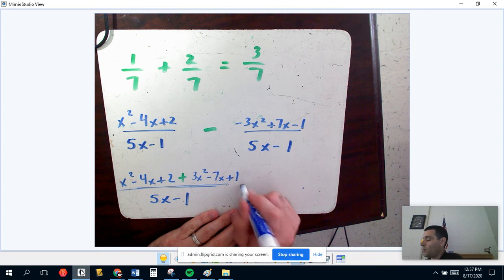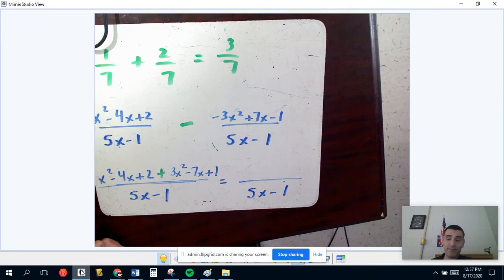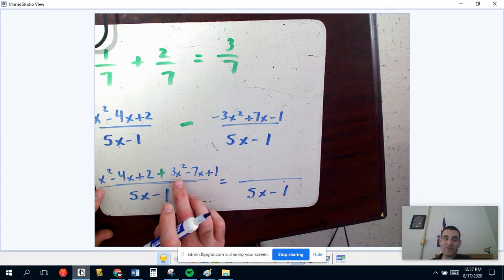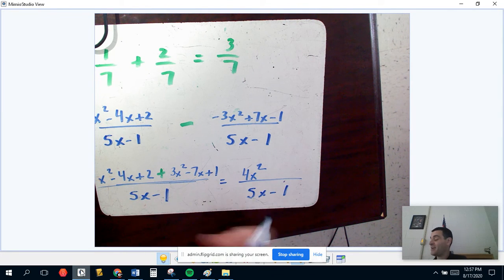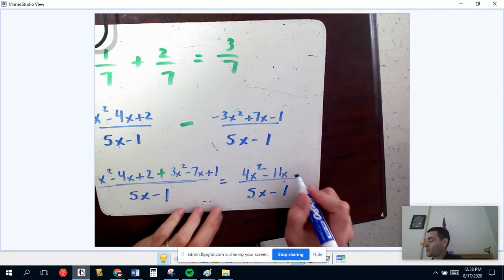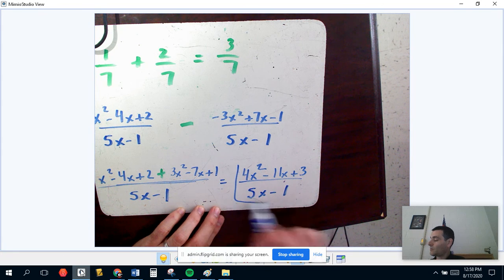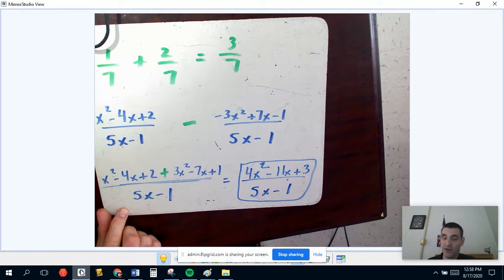Okay. One more line. Again, we're generally content with our denominator once we establish it to be the same on both of them. So I haven't done anything to 5x minus 1. I'm just going to combine like terms as you've done in a past lesson. So x squared plus 3x squared, that's 4x squared. Negative 4x minus 7x is negative 11x. 2 and 1, that's 3. Okay, and as complicated as the answer looks, that's it. And in the next video lesson, we'll look at what to do when you have different denominators.